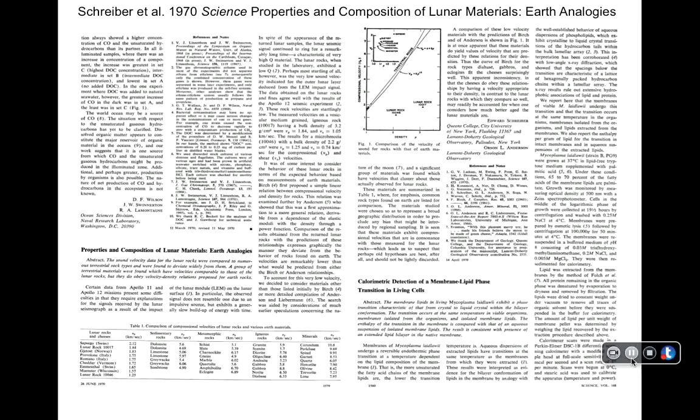The example we're going to choose is a very, very short paper in Science by Schreiber et al., published in 1970, called Properties and Composition of Lunar Materials, Earth Analogies. And if you were in the class, then we did talk about this briefly in class. If you weren't in the class, then I recommend downloading it, reading it. It's a lot of fun. It's very short, and we can learn a few things from going through this.